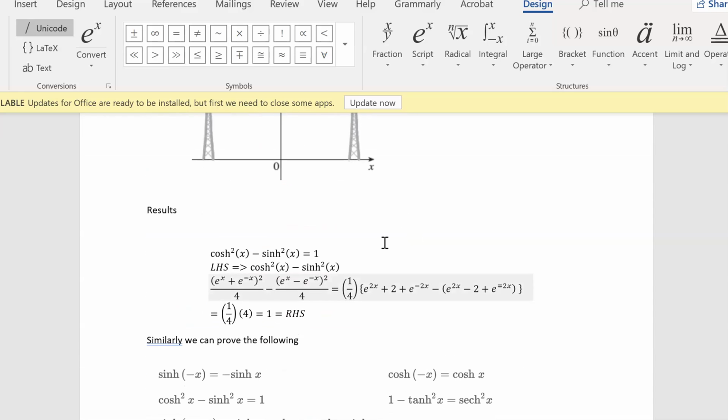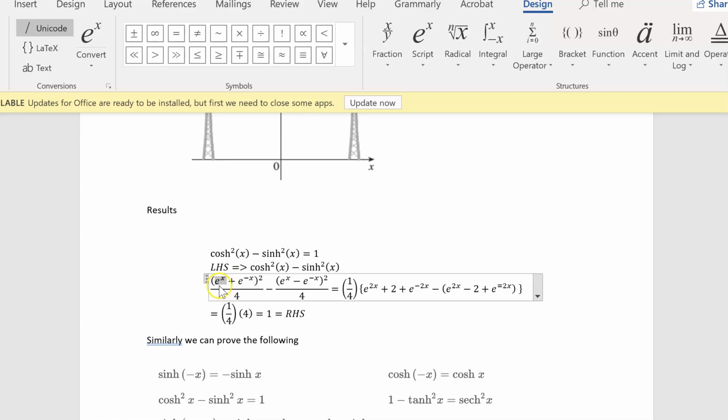So when you simplify that, you will see that if you take a 1/4 outside from here, and if you distribute this square, you get, watch me carefully, e to the 2x. Now what about the middle term? You have twice e to the x times e to the negative x. Now e to the negative x and e to the x will multiply to give, remember when you multiply you add the indices, the exponents, so x plus negative x is 0. So you get e to the 0, which is 1.